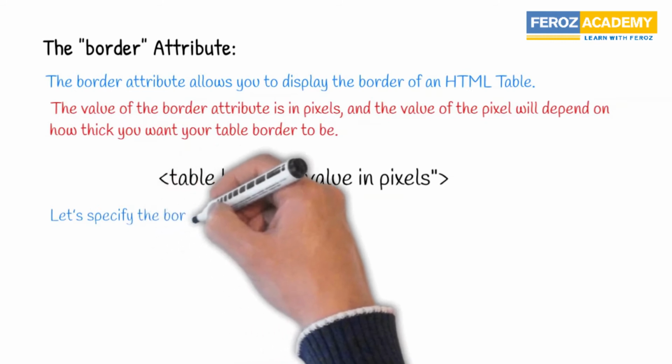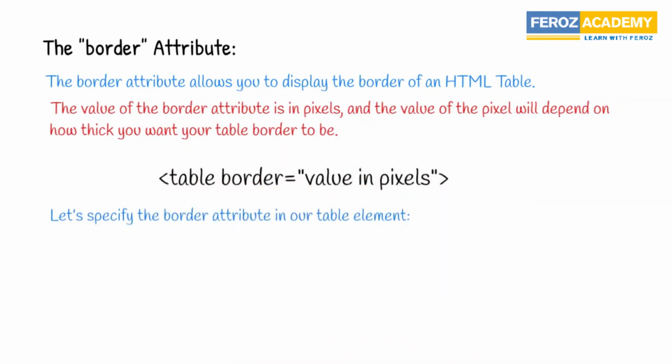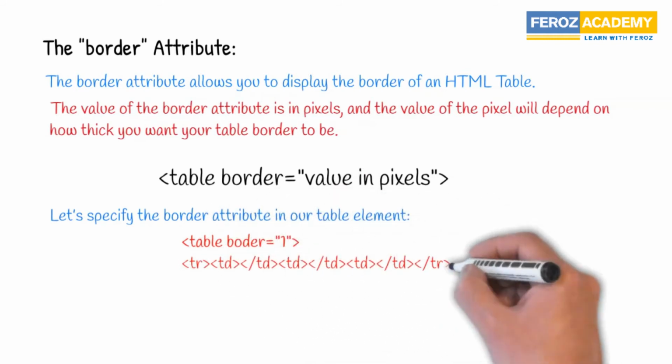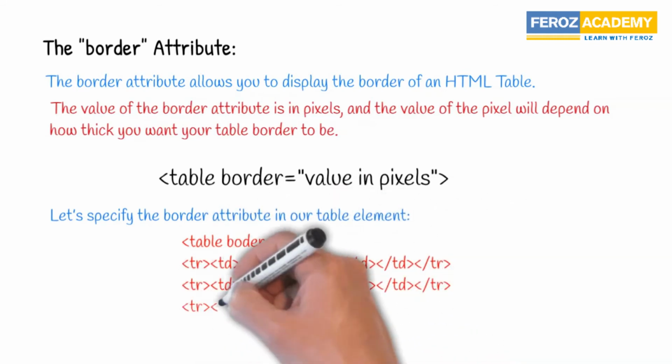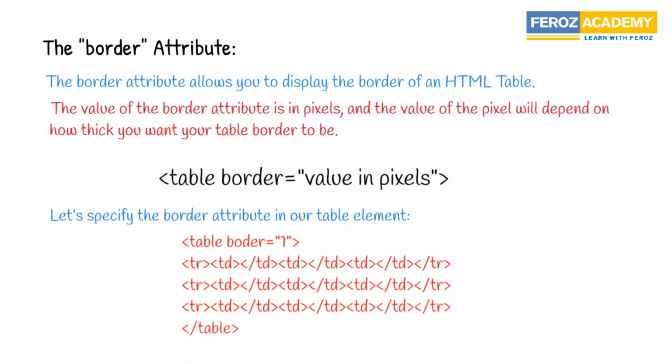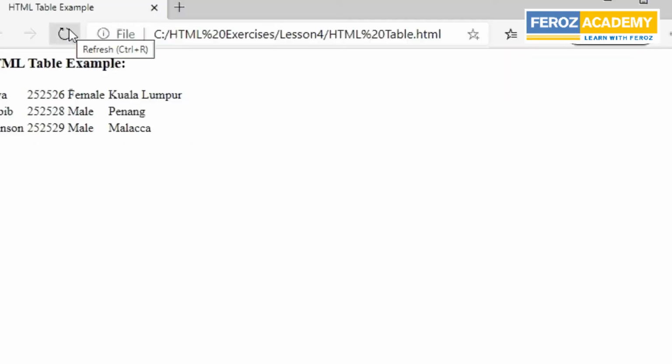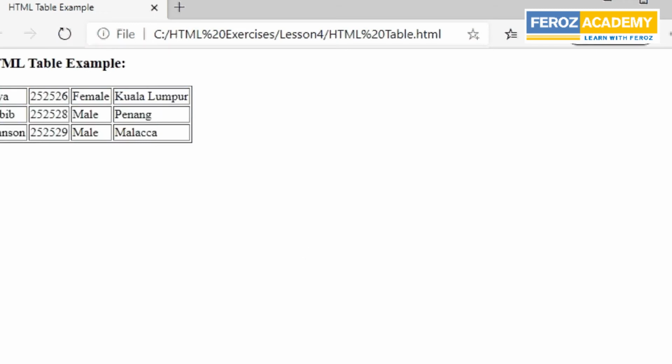Let's specify the border attribute in our table element. Right after the table keyword in a table tag, we insert the border attribute and specify the value to 1 pixel. Pixel value 1 should be pretty much the standard value for an HTML table. Let's save the work and reload it in a browser.